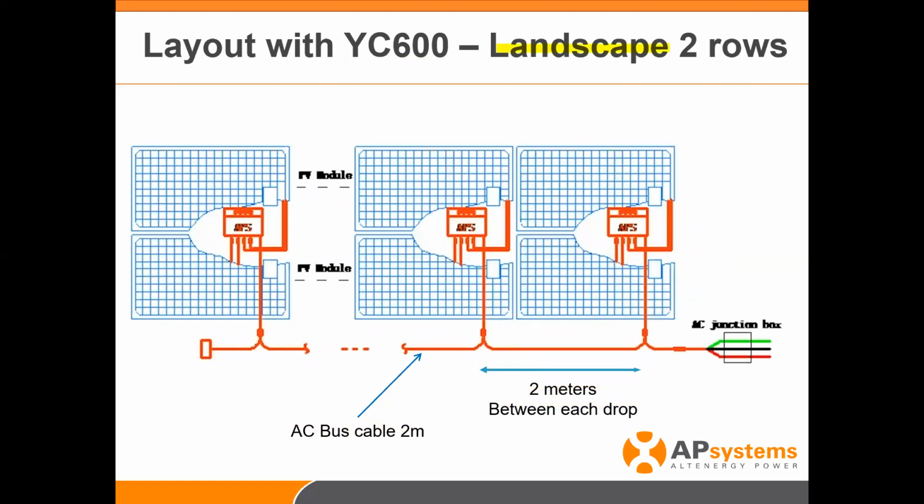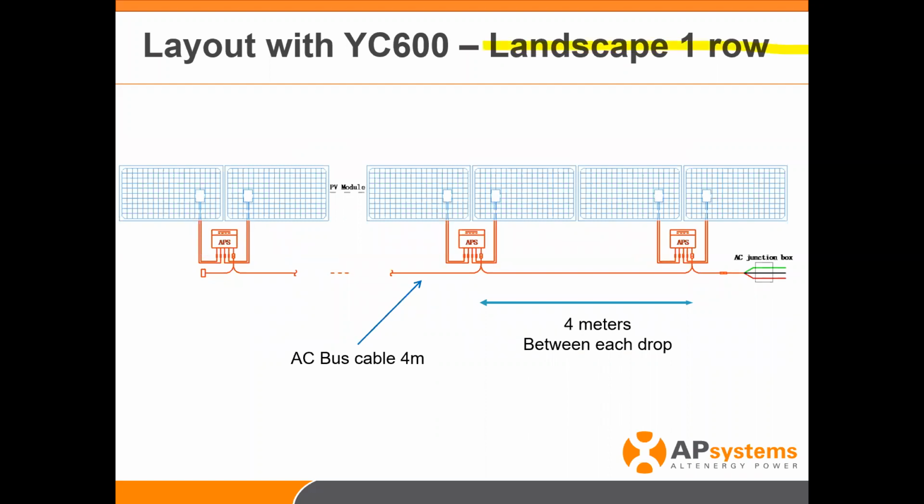Let's do the same thing, but let's do it in landscape with 2 different rows. You can actually do it here, again, using 2 meters between drops, because you're actually going to do the 2 modules this way. Again, very easily. So design flexibility couldn't be more simple. So we're doing landscape, but in a 2-row configuration. This just gives you an idea of the flexibility of what you can and can't do.